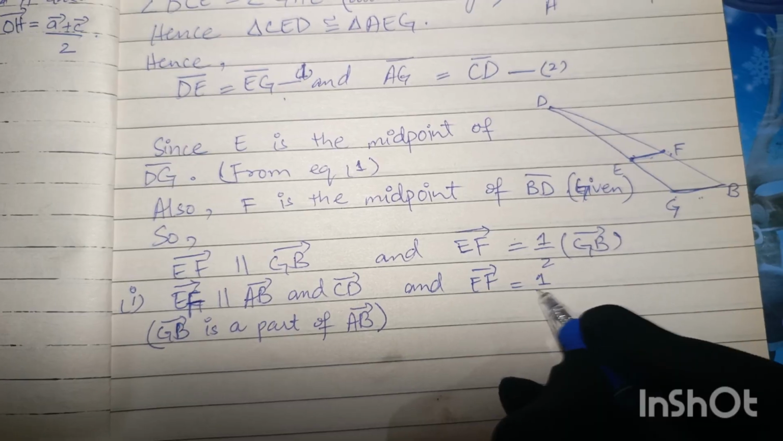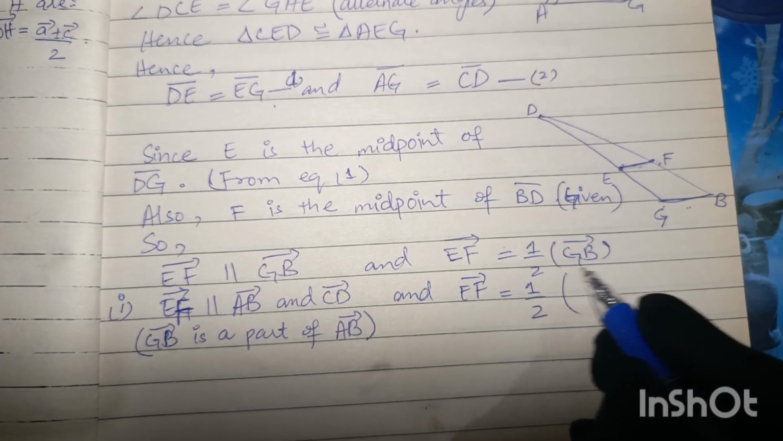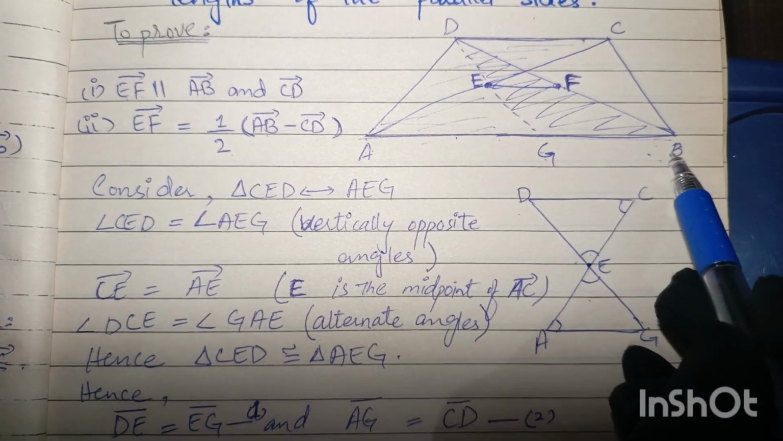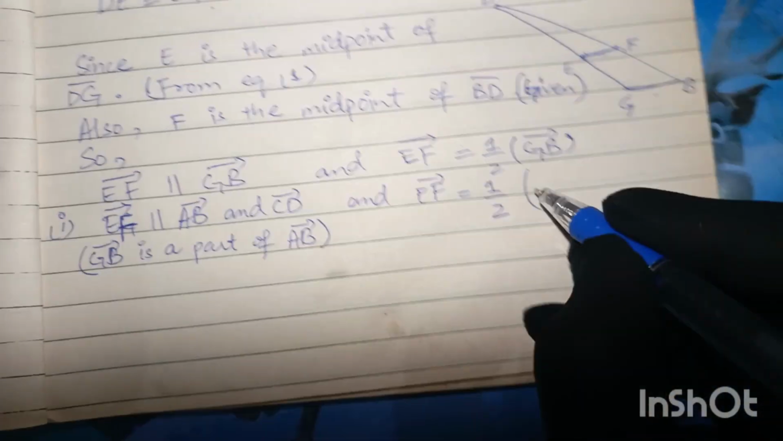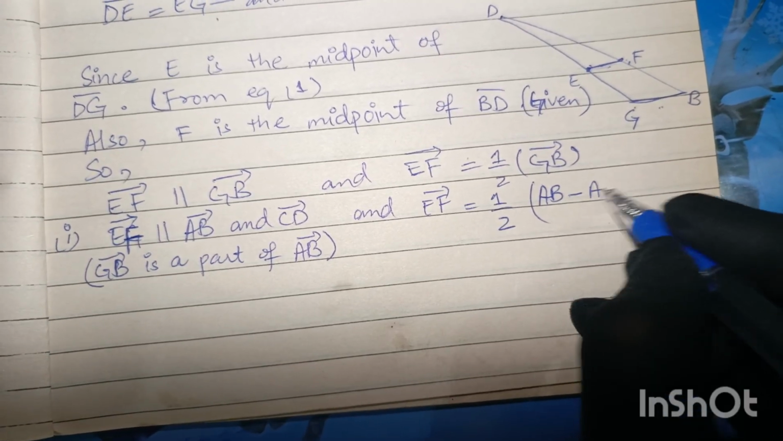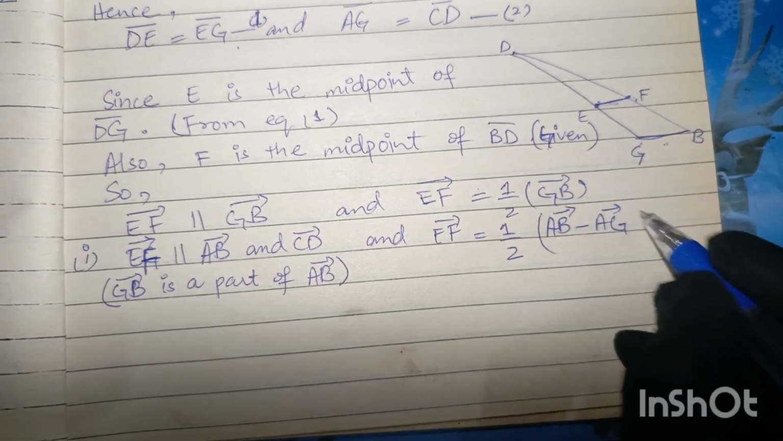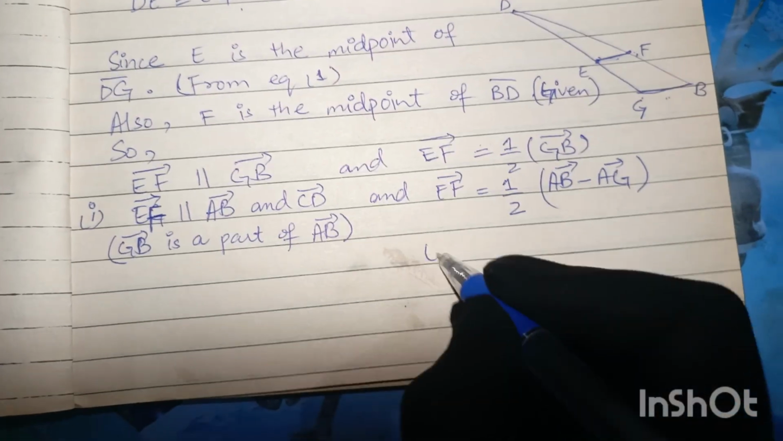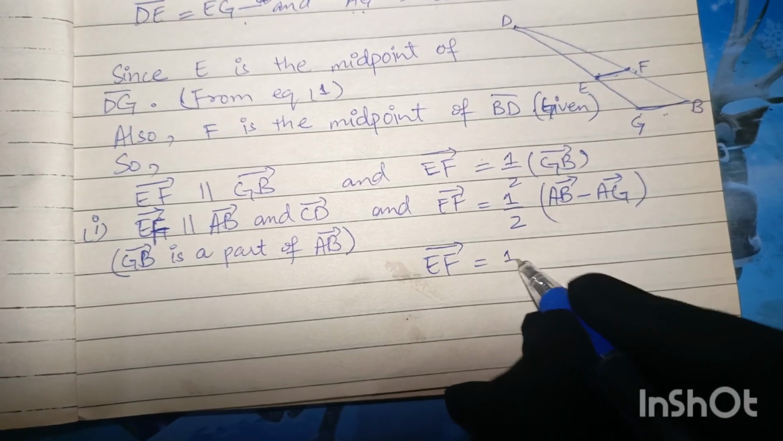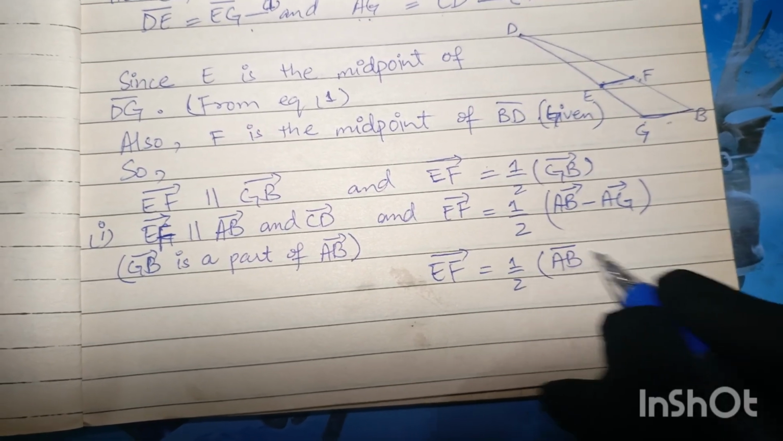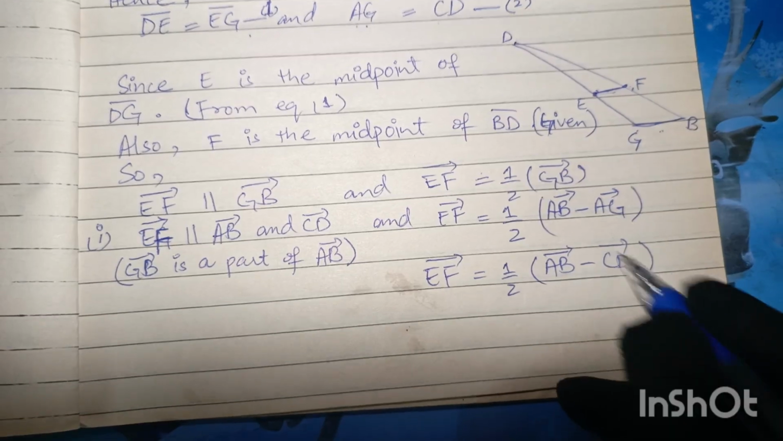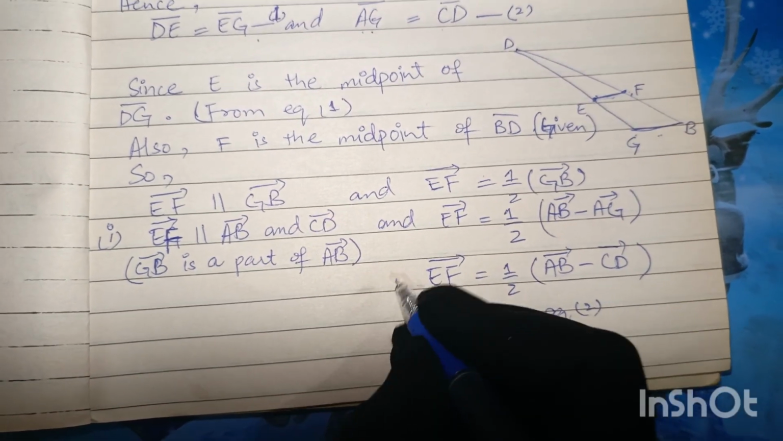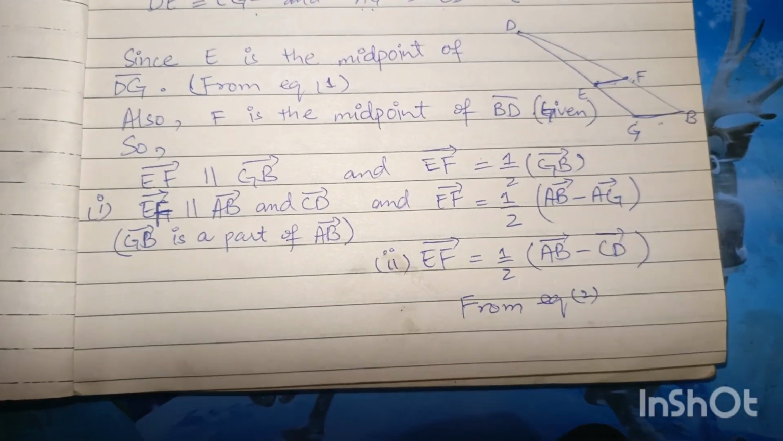And the second is EF is 1 by 2 of GB. Then we replace the value of GB. If we look at the diagram, GB is equal to AB minus AG. So AB minus AG. And from equation number 2 we have AG is equal to CD. So EF is equal to half of AB minus CD. So here the second part is proved.